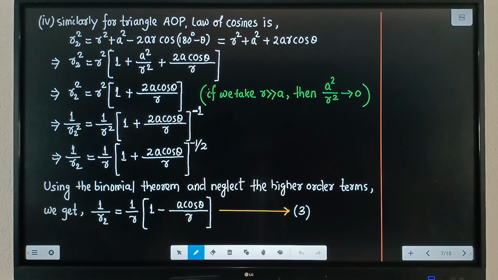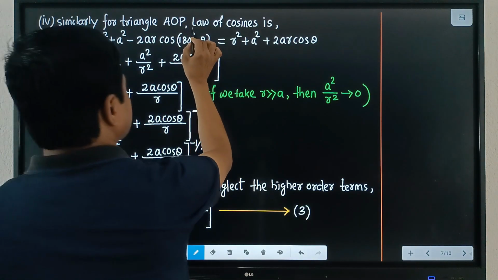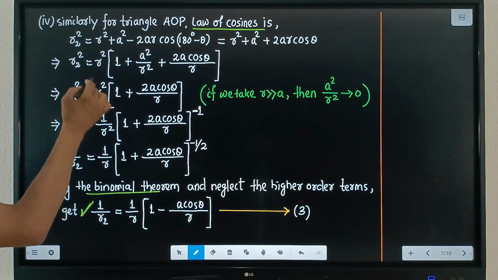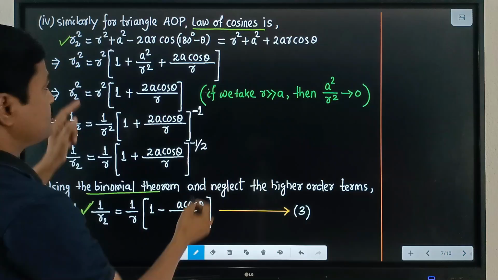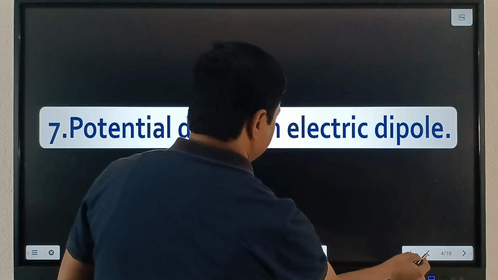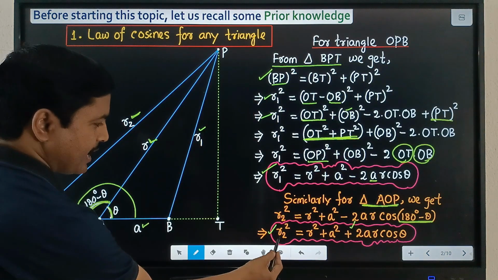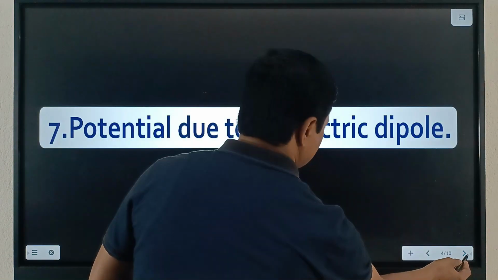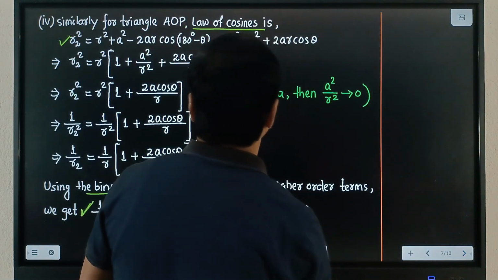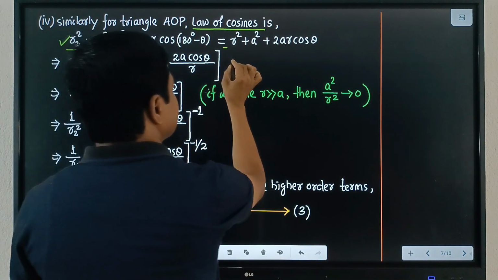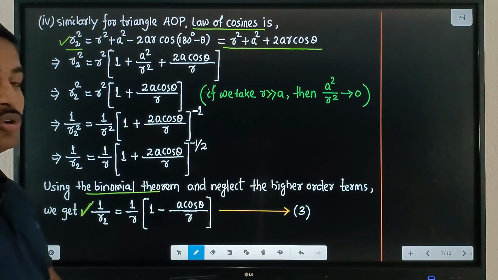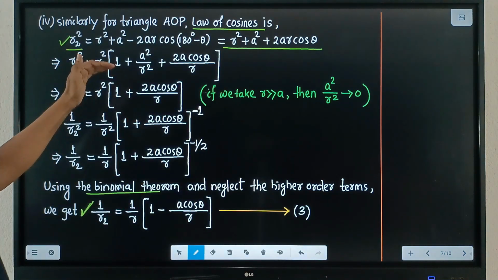Similarly, what is 1 by r2? Now, here we calculate the same process, same thing, that is 1 by r2. Same process. We apply the law of cosine. We also apply the binomial theorem. This is the law of cosine. R2 square is equal to this one. You know this. R2 square is equal to r square plus a square plus twice a r cos theta. So in place of r2 square, we directly write, by applying the law of cosine, r square plus a square plus twice a r cos theta. Clear? Same process, same thing.